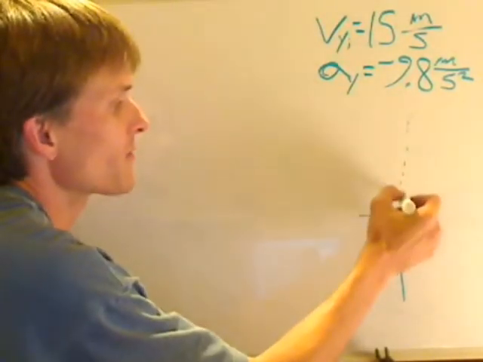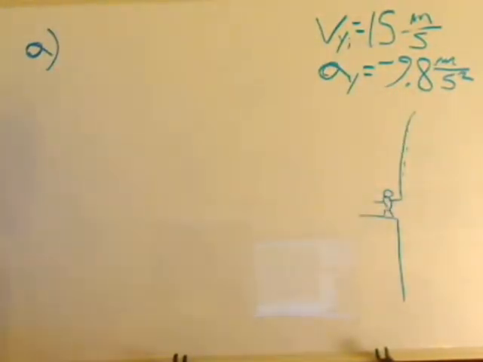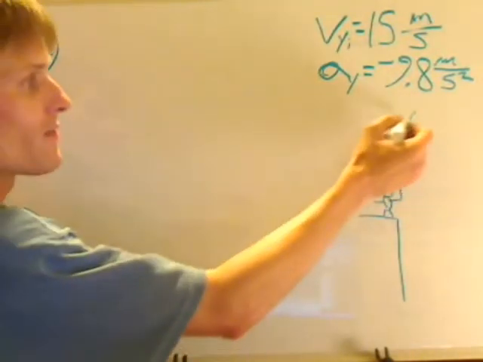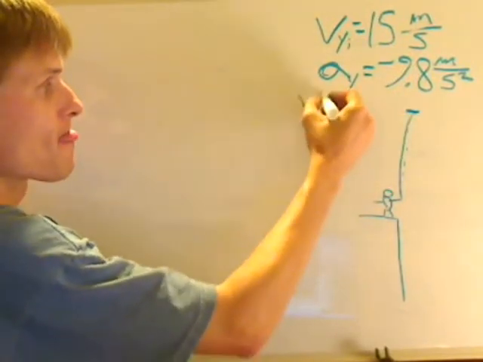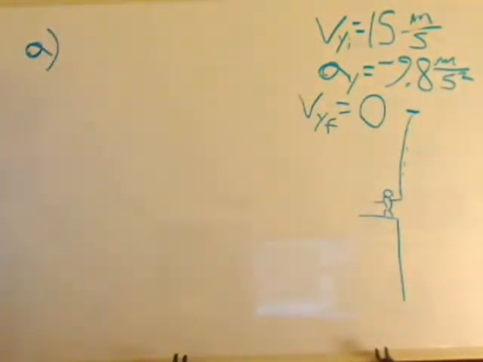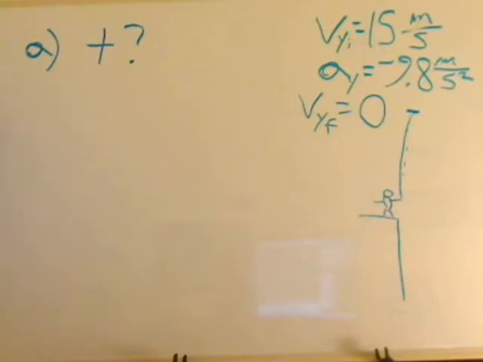Now, when the ball is at the top of its flight, we're interested in knowing what its y velocity is. When a ball is at the top of its flight, it's moving upward, and it comes to a stop before falling back down. So its y velocity here at the top of its flight is 0. The ball has come to a stop. And in part A, that's our information right there. We want to know the time it takes to reach the top of its flight.